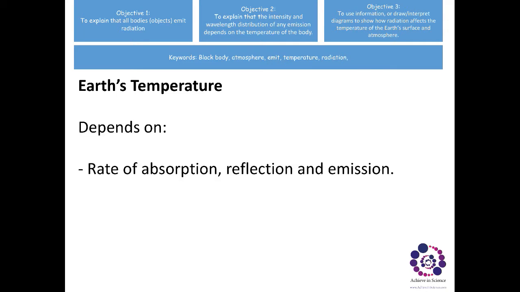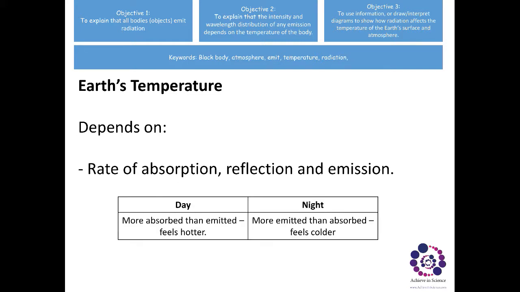Now the Earth's temperature is determined by the rate at which absorption, reflection and emission occurs. During the daytime, more is absorbed than emitted, and therefore it feels hotter. Whereas at night time it's the opposite. More is emitted than is absorbed, and therefore it feels colder.